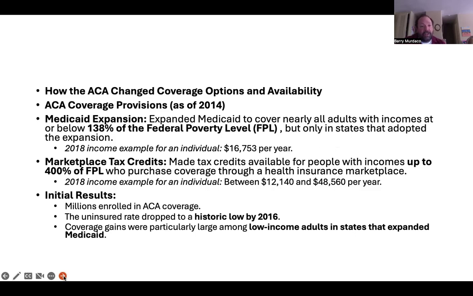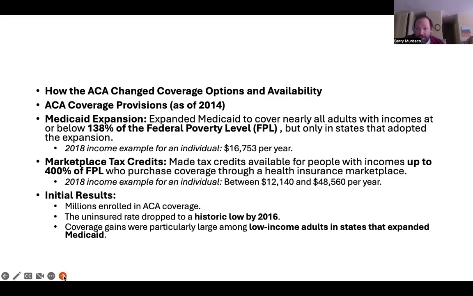ACA coverage provisions as of 2014, Medicaid expansion, expanded Medicaid to cover nearly all adults with incomes at or below 138% of the federal poverty level, but only in states that adopted the expansion. Now, again, let's keep in mind, 138% of the federal poverty level. For 2018, it's an individual making only $16,000 a year. I mean, that's absurdly low.